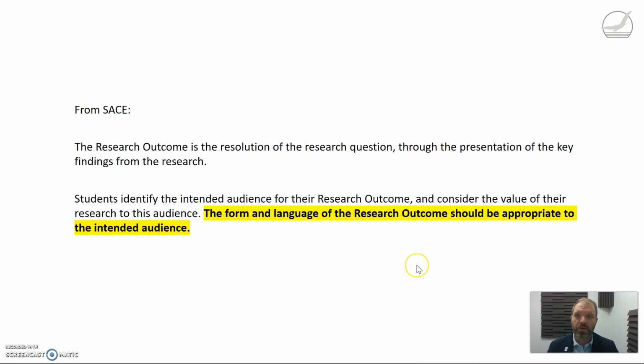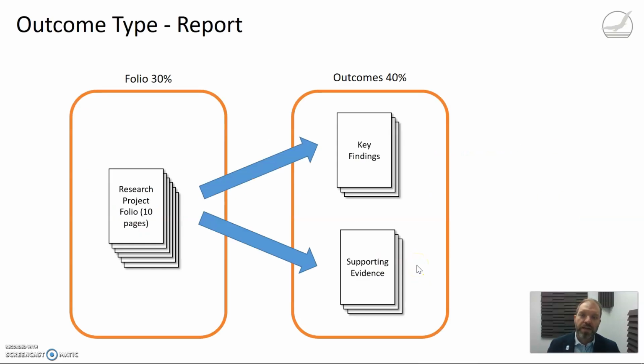So let's have a look at what that would look like. If the outcome type was a report, we know that the folio, which is worth 30%, you've done a whole lot of research into your particular question. And from that, you should be able to draw together some information that you present in your report as key findings. The other thing that's really important then is not just drawing together that information, but making sure it's backed up through a wide range of sources, primary and secondary, different perspectives. And that's the supporting evidence. So they're really the two key pillars of what we have here.